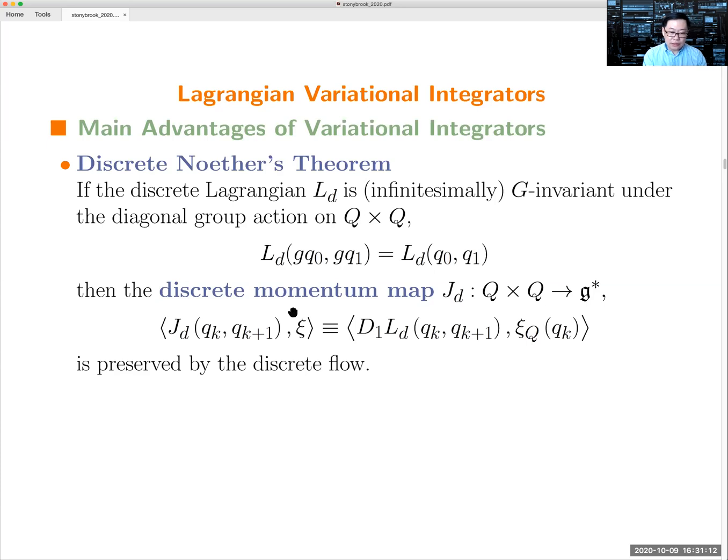If you construct this discrete Lagrangian in such a way that it respects the original symmetry, then the numerical method, the variational integrator you get from this, will again respect that symmetry. Okay.